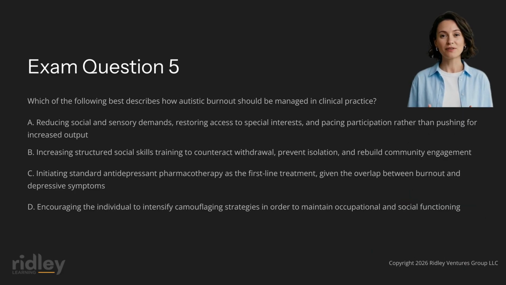Question 5. Which of the following best describes how autistic burnout should be managed in clinical practice? The correct answer is A. Reducing social and sensory demands, restoring access to special interests, and pacing participation rather than pushing for increased output. Rationale. Ali and colleagues characterized autistic burnout as involving pervasive exhaustion, social and occupational withdrawal, cognitive difficulties, and increased surfacing of autistic traits. Management requires reducing social and sensory demands, restoring access to special interests, restorative routines, and pacing participation. These symptoms can be mistaken for depression, but respond to different supports.